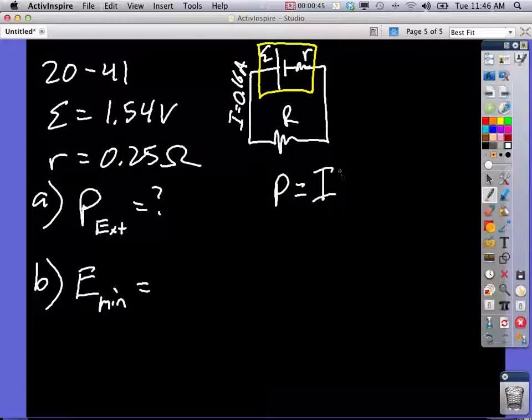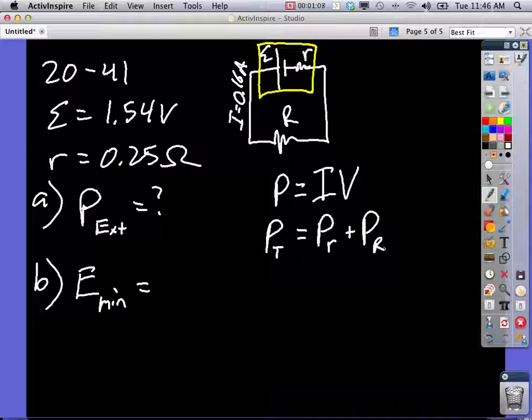Well, there are several of them. The basic one is just IV, right? Now, when you use IV, if I use I, that's the current through the whole thing. If I use V, that is the EMF. That will give me the total power. Does it make sense that the total power consumed by the whole circuit is equal to the power of the little resistor plus the power of the big resistor? Those two resistors combine to be the total.